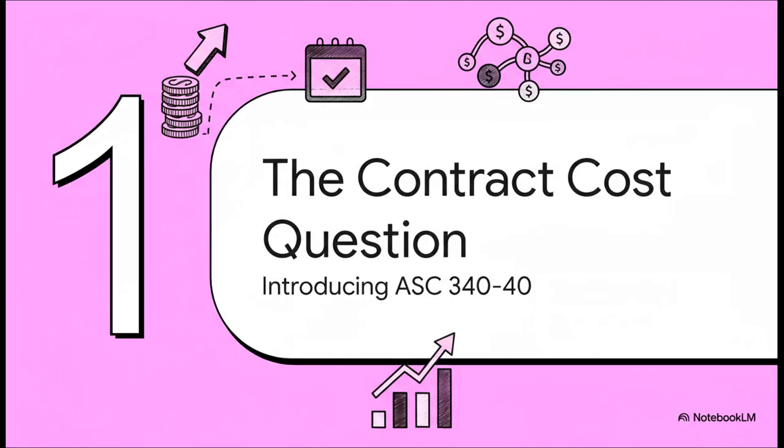All right, so the official rule book we're talking about is ASC 340-40. You know, before this standard, things were kind of the Wild West. Companies were all doing their own thing. ASC 340-40 was created to give everyone a consistent framework, to make sure the costs of winning a contract actually get recognized in the same period as the revenue they help bring in. It's all about that matching principle.